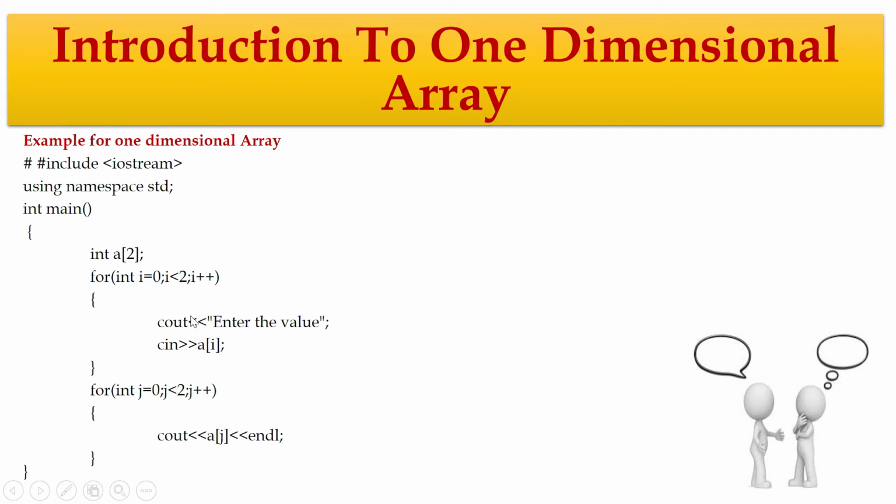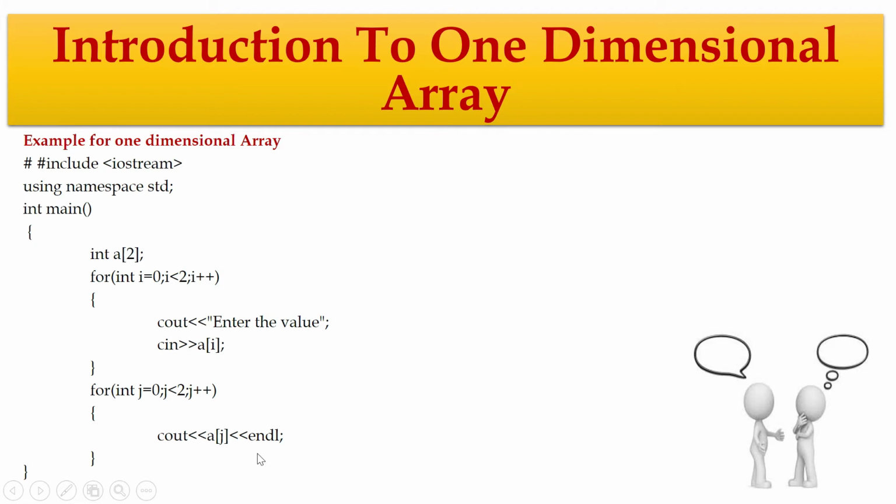I'm going to print a message using the cout statement, enter the value. So the user will provide the value. The first value I'm going to store in A of 0 and the second value I'm going to store in A of 1. Since we are using the for loop, the loop will execute only 2 times. This is followed by another loop in order to display the values: for int j equal to 0, j less than 2, j plus plus, and cout A of j. So we are going to print the values.